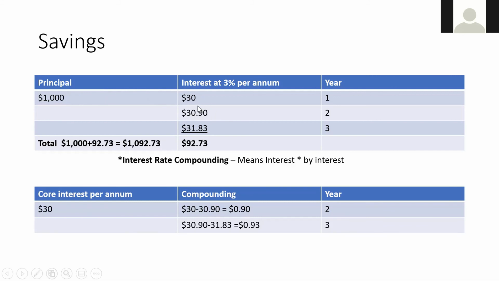So the compounding element after the second year is 90. And then we do it again. So it will be 1,060.90. And then we multiply it again by 3%, and that gives us 1,092.73. So we can actually see the compounding element is 1.83. But if we were to dig deeper, this is breaking it down over the 3-year period.